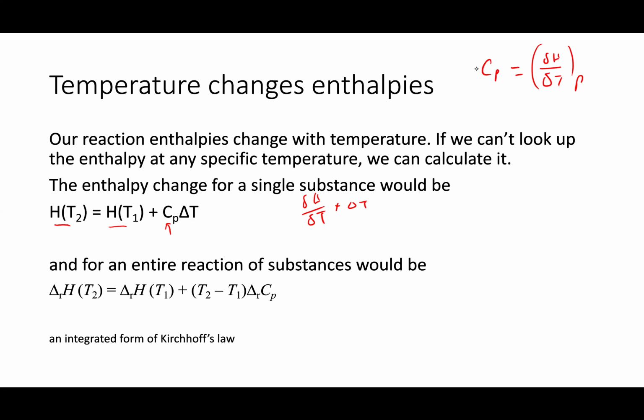All right, and if we wanted to look at an entire reaction of substances, we could do this for an entire reaction, right? We could have delta H of the reaction at one temperature equals delta H of the reaction at the first temperature, plus the change in temperature, T2 minus T1, times the Cp values of the reactants, sorry, not the reactants, the Cp value of the entire reaction.